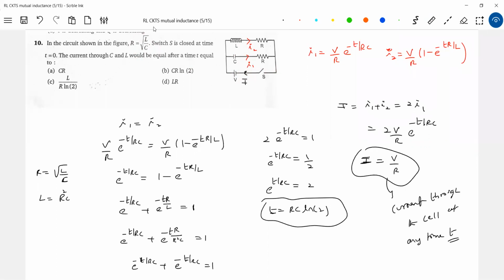Because of the very generalized idea, current in both the branches will be varying. So naturally, what we think here is that current should be variable. But because of this condition, R equal to square root of L by C, it remains constant.